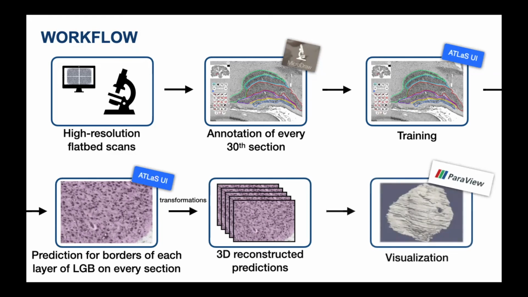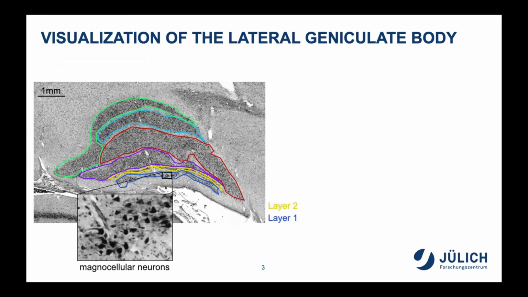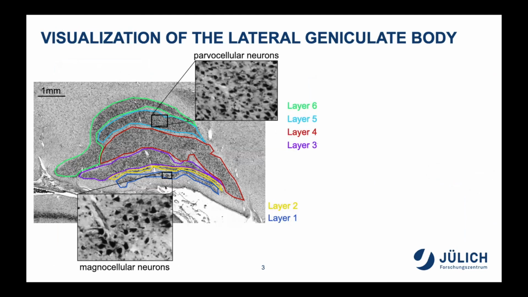Finally, we visualized our results using ParaView. Taking a closer look at the lateral geniculate body, you can see that it consists of 6 distinct layers, of which layers 1 and 2 contain magnocellular neurons, and layers 3 to 6 are considered parvocellular layers.